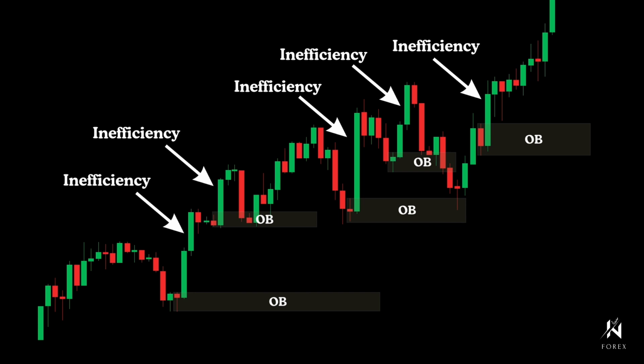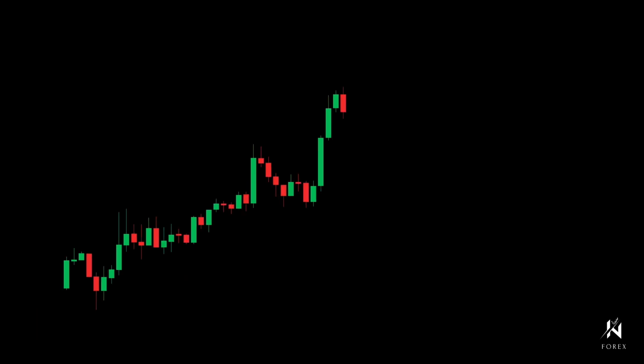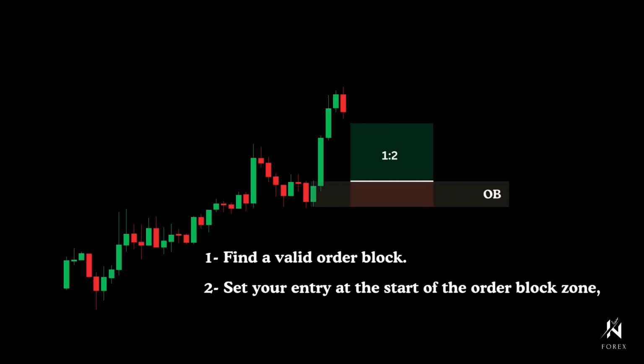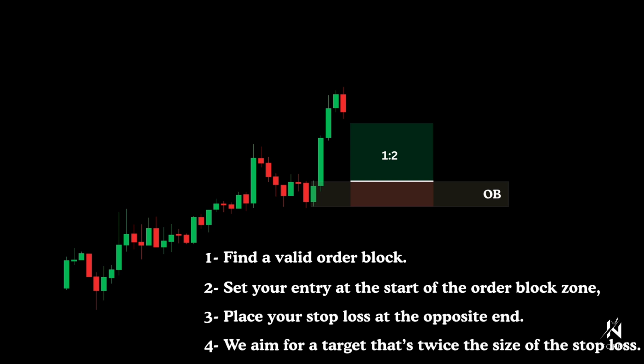Now, let me walk you through the steps of the trading strategy we applied during the backtesting of these order blocks. The rules for this trade setup are straightforward. First, find a valid order block. Then, set your entry at the start of the order block zone, and place your stop loss at the opposite end. For profits, we aim for a target that's twice the size of the stop loss. With this approach, even a 34% win rate keeps us at break-even.